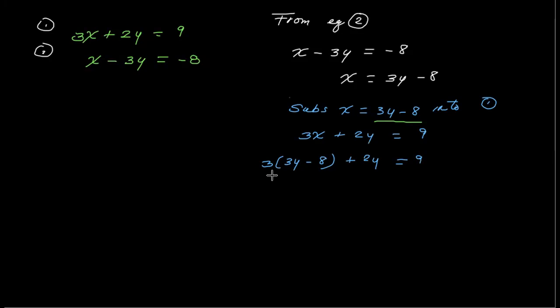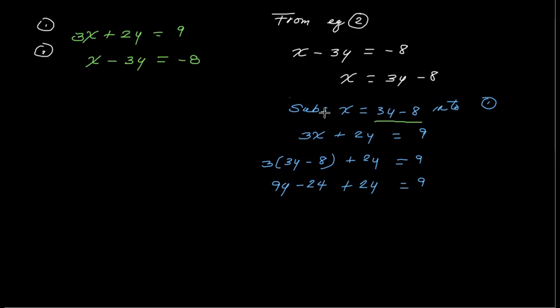So let's do some math here. I got to work out what's inside the bracket first. So 3 multiplied by everything in here. 3 times 3y is 9y. 3 times minus 8 is minus 24. And then I have another 2y here. Okay? So what I'm going to do now is I'm going to put together this and this because they're like terms. They're both y's. And I'm going to transpose this and take it over here because it's not y. And I'm going to solve for y. So I want only y on a side by itself.